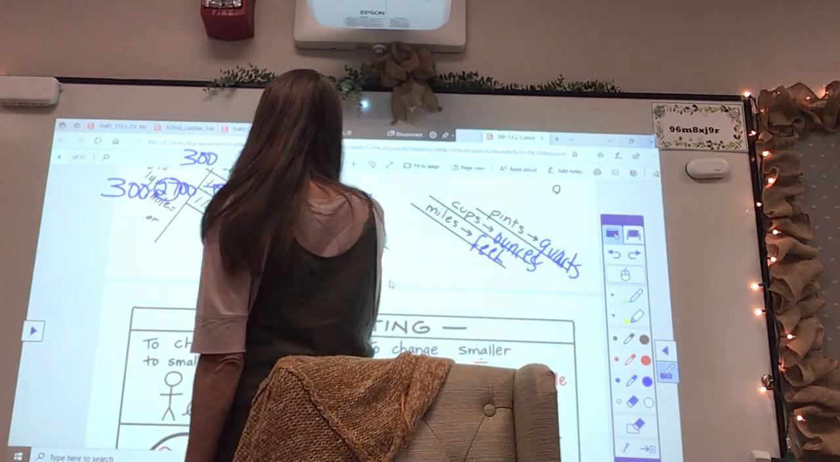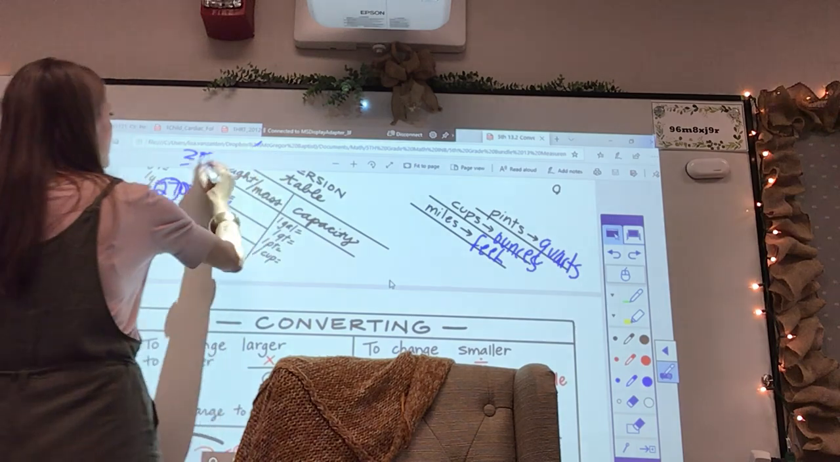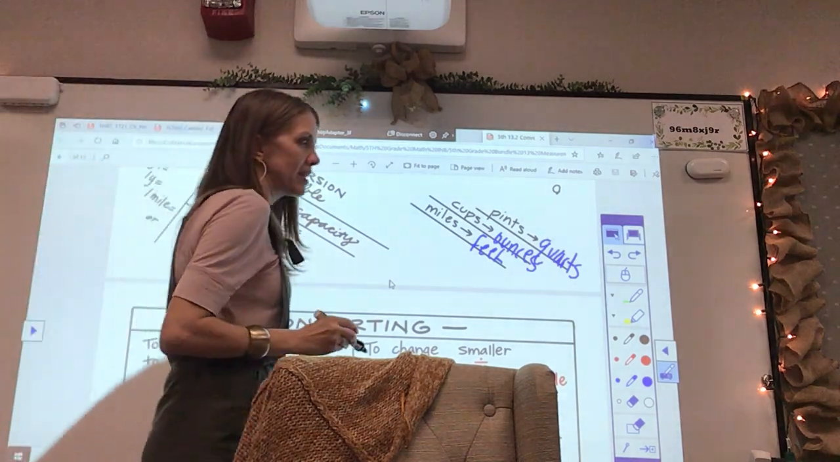What does the second one say? Ounces. Cups to ounces. So fill those ones in.